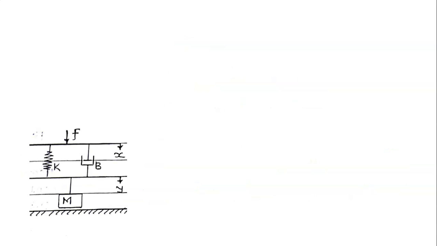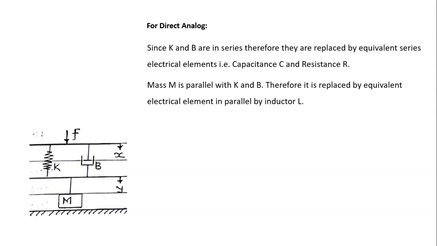Therefore once again we will draw that grounded chair representation. Now here K and B are in series and M is in parallel with respect to K and B. Therefore what will we do? We will replace these two series mechanical elements by two series electrical elements. Since K and B are in series, they are replaced by equivalent series electrical elements, that is capacitance C and resistance R, because K is equal to C and B is equal to R.